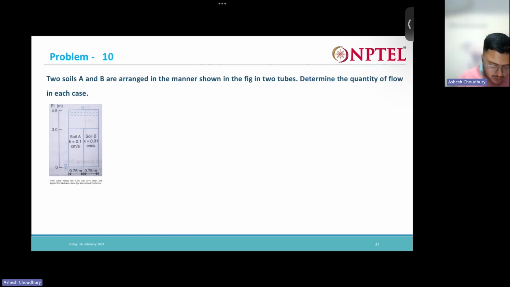Okay, now let's come to this. This is quite similar to the previous problem. So just try for 2-3 minutes. Just try by yourself how to solve. Let's see.